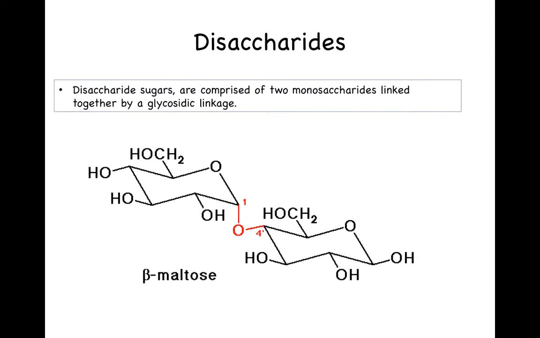Disaccharides. Disaccharides are sugars derived from two monosaccharides by forming a glycosidic linkage between the two monosaccharides. As we've seen here, two glucose molecules form the glycosidic linkage between carbon number 1 of one glucose molecule and carbon number 4 of the other glucose molecule to generate a disaccharide called maltose. Examples of disaccharides are sucrose, cellulose, lactose, and maltose.